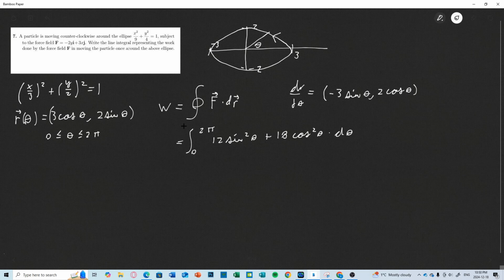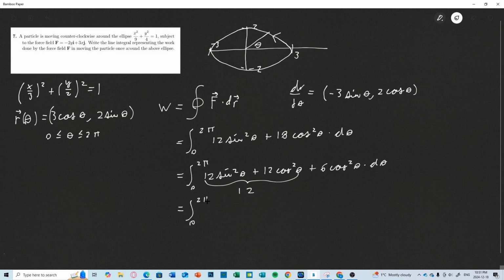So now what we can do is we take this and split it up. So we get 0 to 2 pi of 12 sine squared theta plus 12 cos squared theta plus 6 cos squared theta times d theta. Because this term will just become 12, because if you factor out 12 and then sine squared plus cos squared becomes 1. So now this just becomes the integral from 0 to 2 pi of 12 times d theta plus the integral from 0 to 2 pi of 6 cos squared theta times d theta.